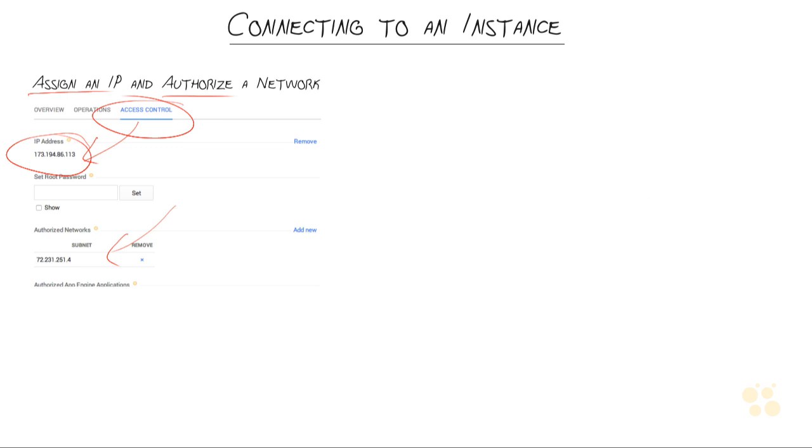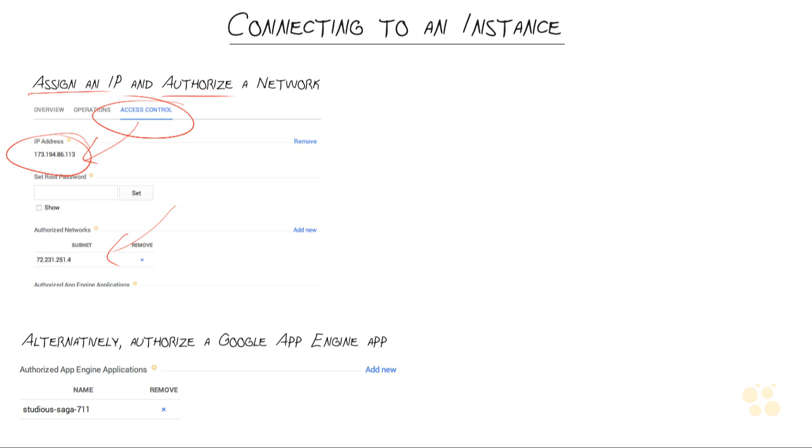Now, if you're only connecting to your database from a Google App Engine account, you can simply give an authorized App Engine application name down here, and that will limit connectivity to that App Engine account. You don't need an IP address, you don't need an authorized network in order to connect to it from a Google App Engine account.